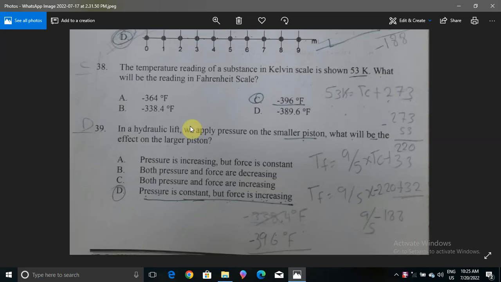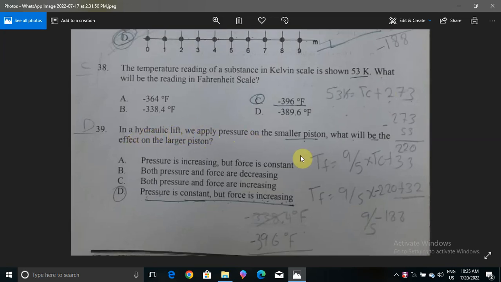Now question number 39. In a hydraulic lift, we apply pressure on the smaller piston. What will be the effect on the larger piston? We are asking about Pascal's law, which is F1 over A1 is equal to F2 over A2. So the pressure is constant but the force is increasing. Now in question number 40.